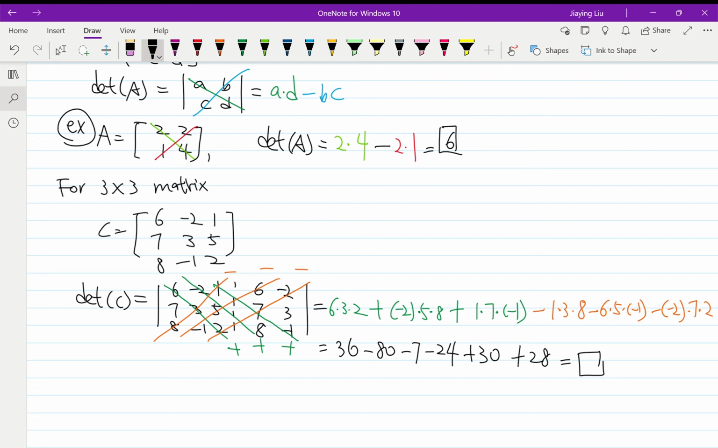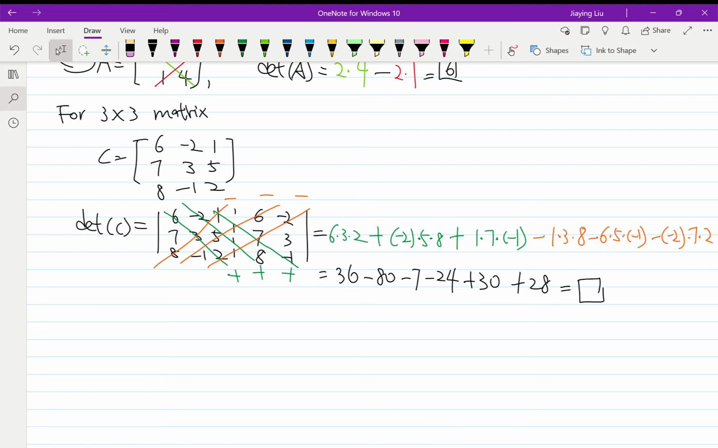So we get a number at the end. Any questions? So that's finding the determinant of 3 by 3 matrices. That's one way. There are other ways to find it, but we're probably going to talk about them in the future.